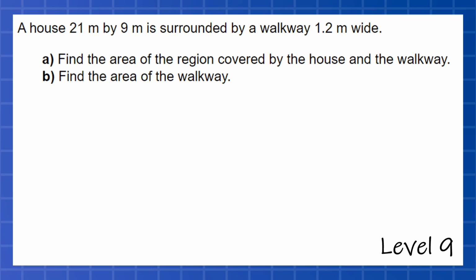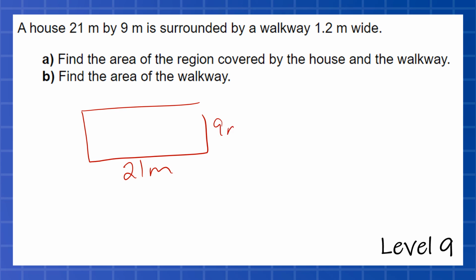House, 21 meters by 9 meters. Okay, so we've got a house and it's a rectangle. And it's 21 meters by 9 meters. And I can find the area of that house. I'd multiply those two together, and I get 189 meters. Again, we just want to remember that that's the second dimension, so 189 meters squared.